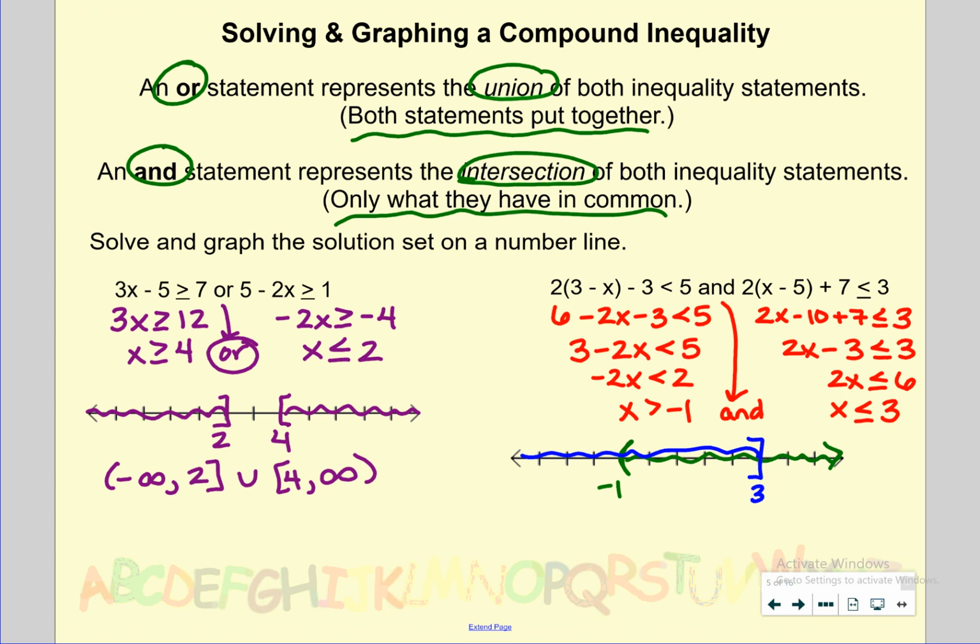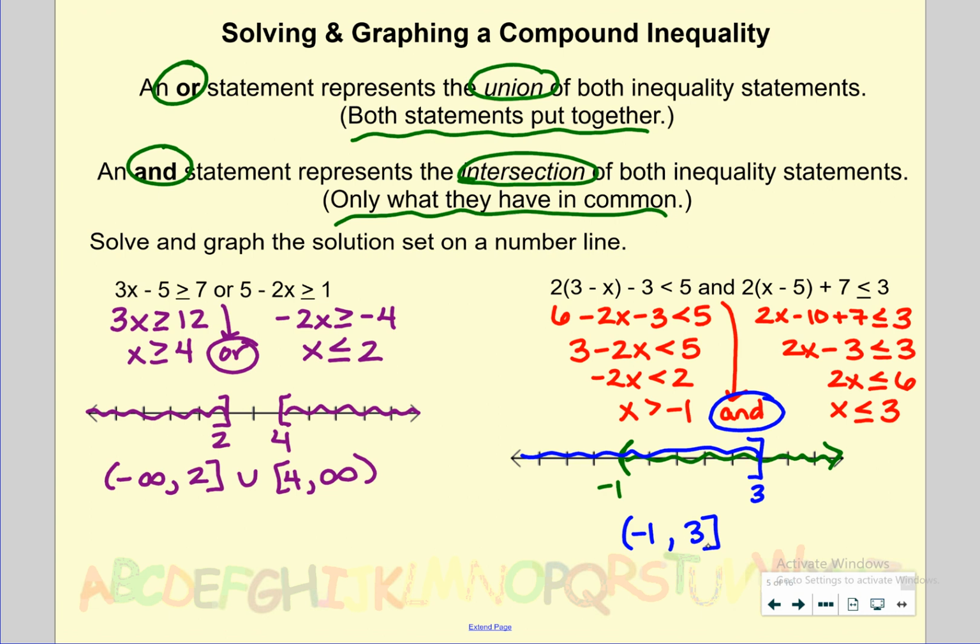Because it's an AND statement, we're looking for where the intersection is. So the part that's shaded in both colors, I guess. So that's just what's in the middle in this case. Negative 1 to 3. It has to have both colors to be part of your solution. Negative 1 has a parenthesis, 3 has a bracket.